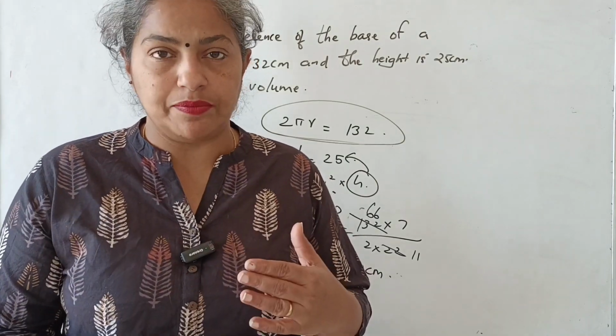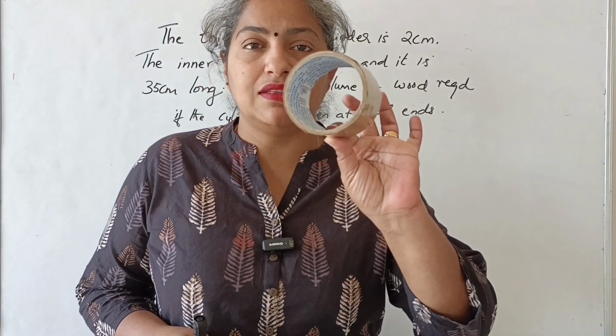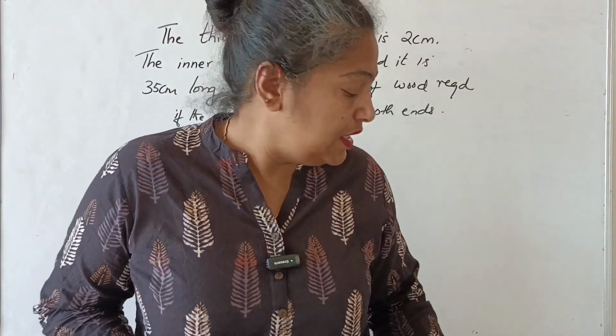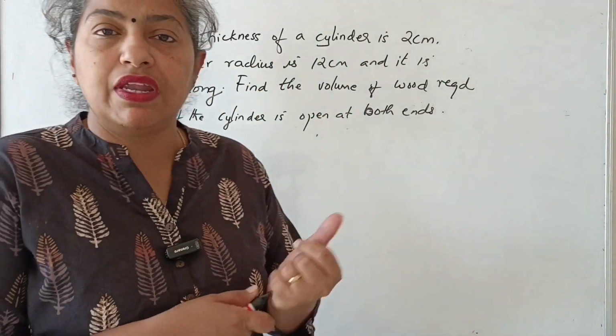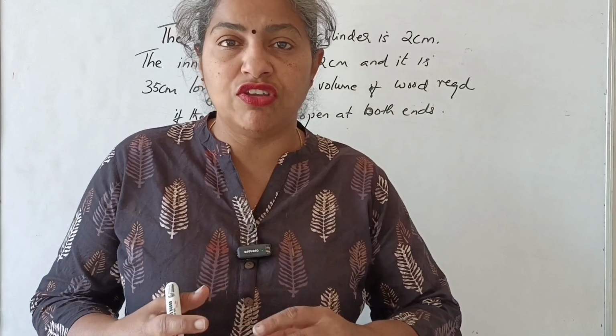Now let us go on to the next sum. The thickness of a cylinder is 2 centimeter. The inner radius is 12 centimeter and it is 35 centimeter long. Find the volume of the wood required if the cylinder is open at both the ends. So now you have a cylinder like this. It's open at both the ends. Now when we are having the sum, I told you first check the units. Everything is in centimeter. I don't need to change anything.